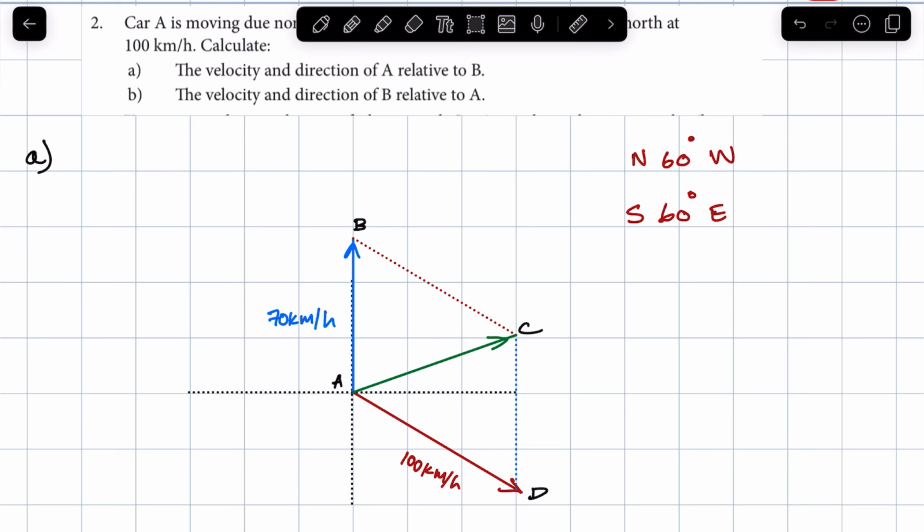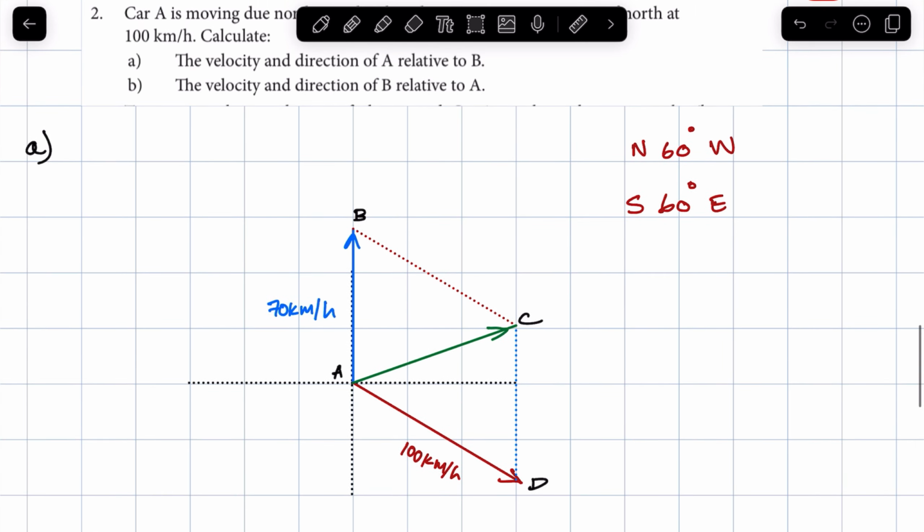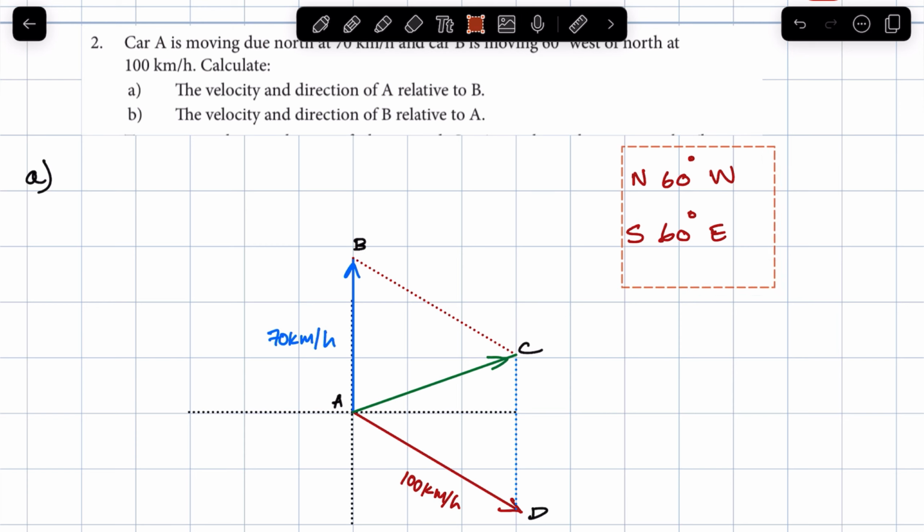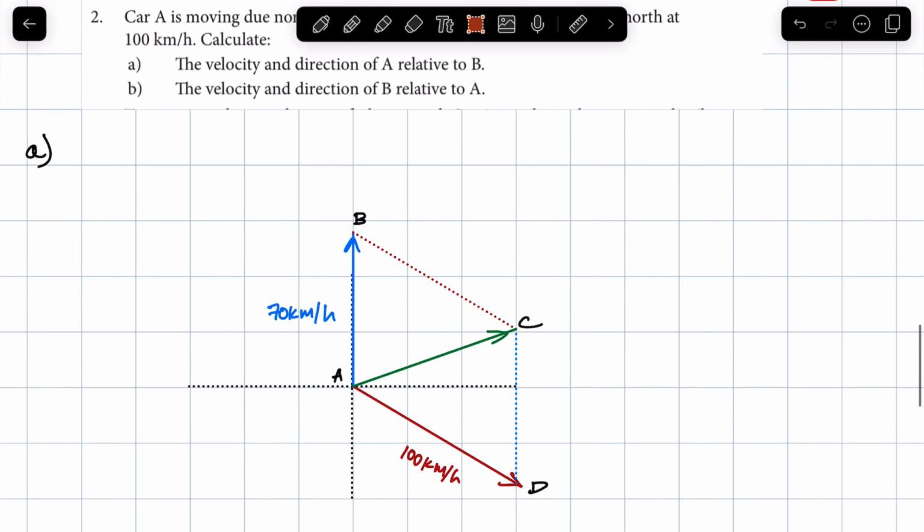But if your triangles are not right angle triangles, then we make use of the cosine rule or the sine rule. Now if you remember from mathematics, the cosine rule we use if the angle you have is an included angle. An included angle is one where you have an angle between two vectors of which we have the magnitude. So that becomes an included angle.